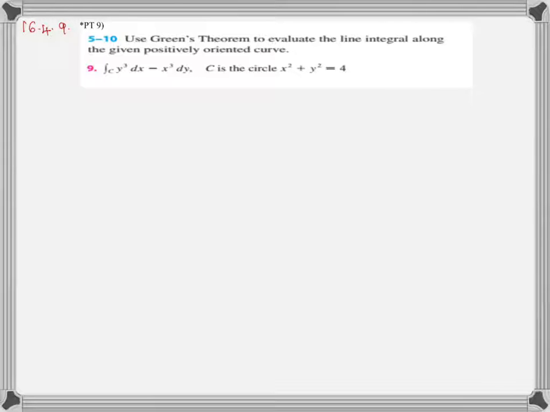Hi, in this video I will be showing you problem number 9 of chapter 16 section 4. Use Green's theorem to evaluate the line integral along the given positively oriented curve. Integral over C of y cubed dx minus x cubed dy, where C is the circle x squared plus y squared equals 4.